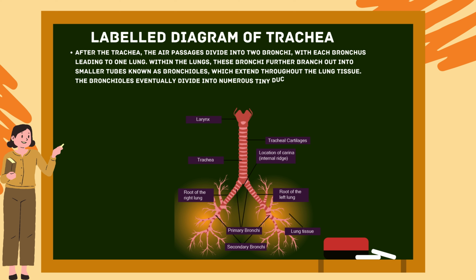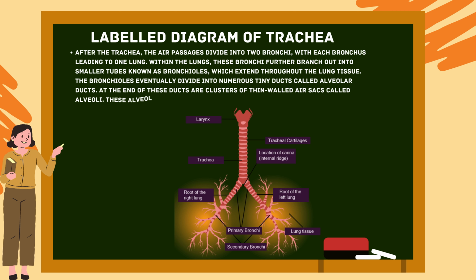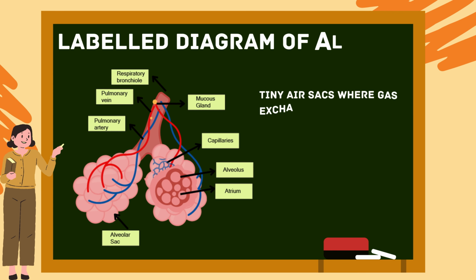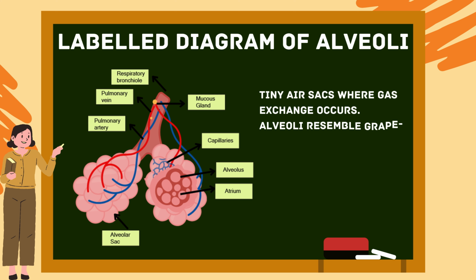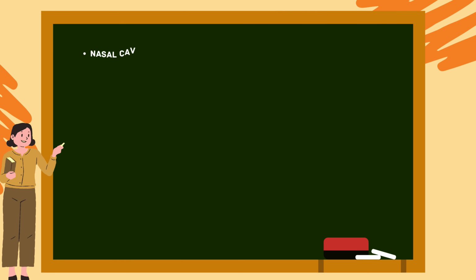The bronchioles eventually divide into numerous tiny ducts called alveolar ducts. At the end of these ducts are clusters of thin-walled air sacs called alveoli. These alveoli resemble bunches of grapes, with each cluster of alveoli known as an infundibulum. Labeled diagram of alveoli, tiny air sacs where gas exchange occurs. Alveoli resemble grape-like clusters called infundibulum. Nasal cavity.